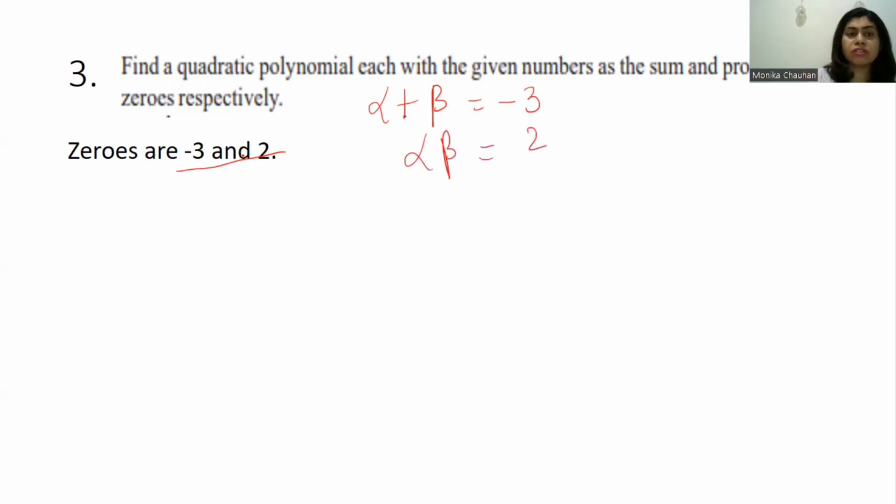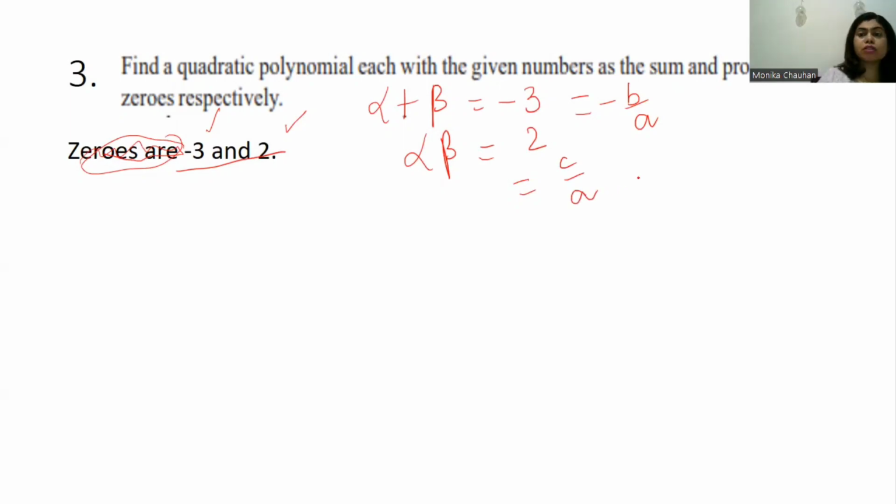I hope these are the sum of zeros, and this is the product of zeros. So these are like those. These are not exactly the zeros, but they are given as the sum, and this is given as the product. So alpha plus beta is -3 and alpha beta is 2. Now, it means that alpha plus beta is minus coefficient of x, which is minus b upon a. And this one is the constant term upon a.